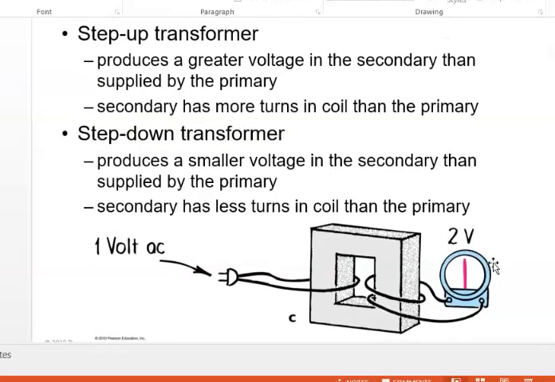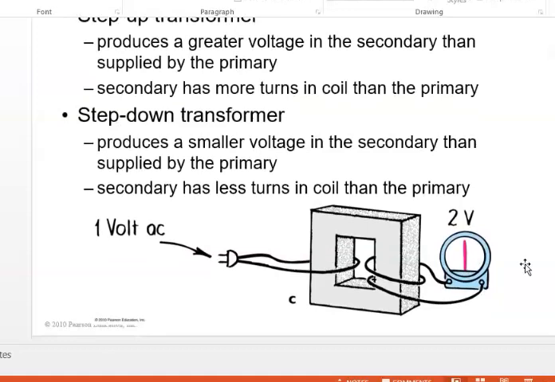In case of a step down transformer, the case will be reversed. If you supply 2 volts at the input, you will get 1 volt at the output or even less than that.